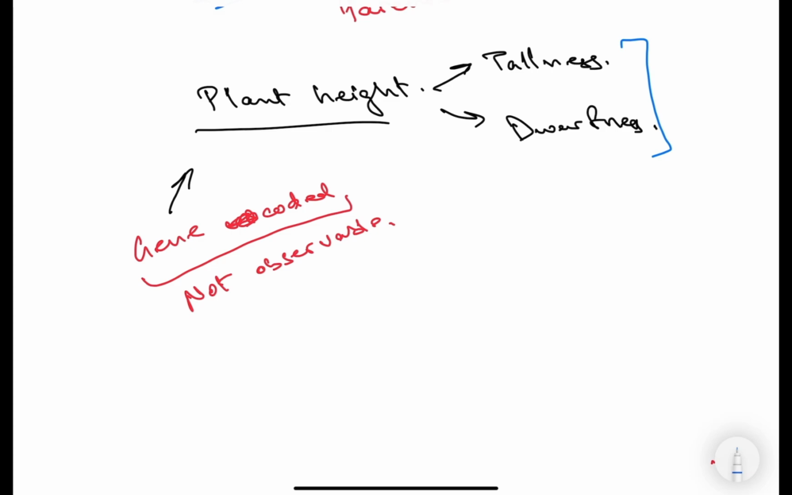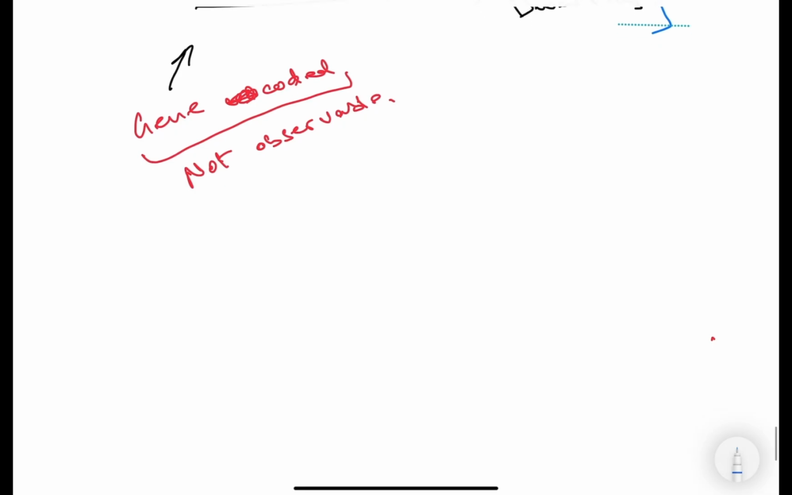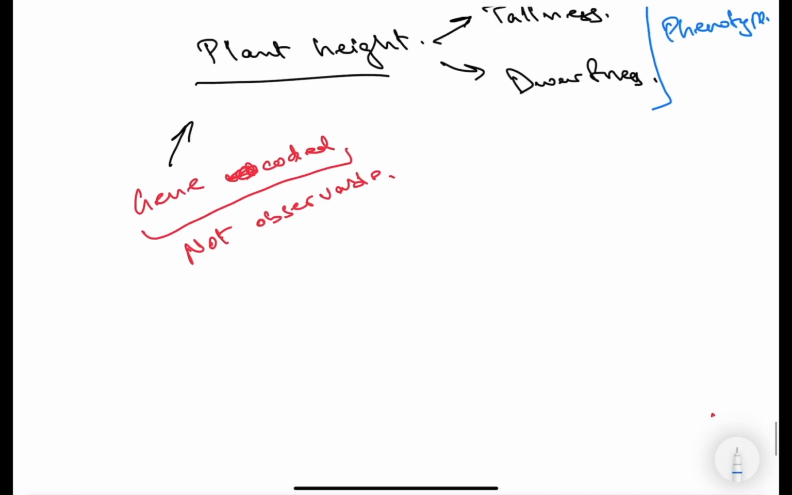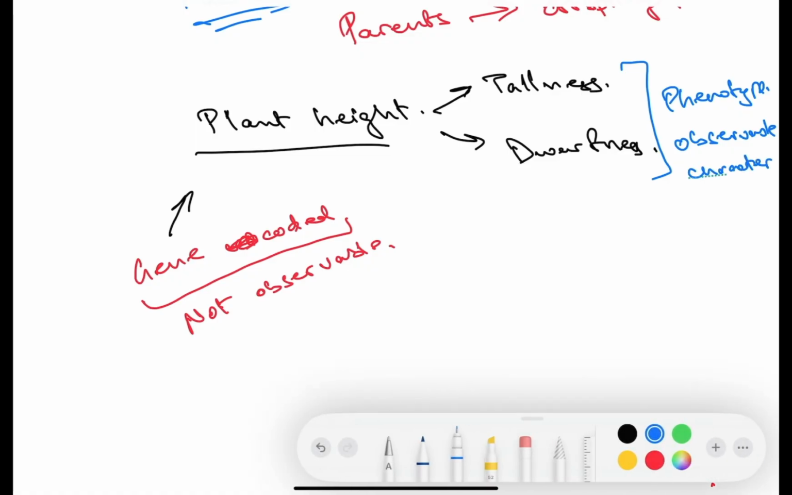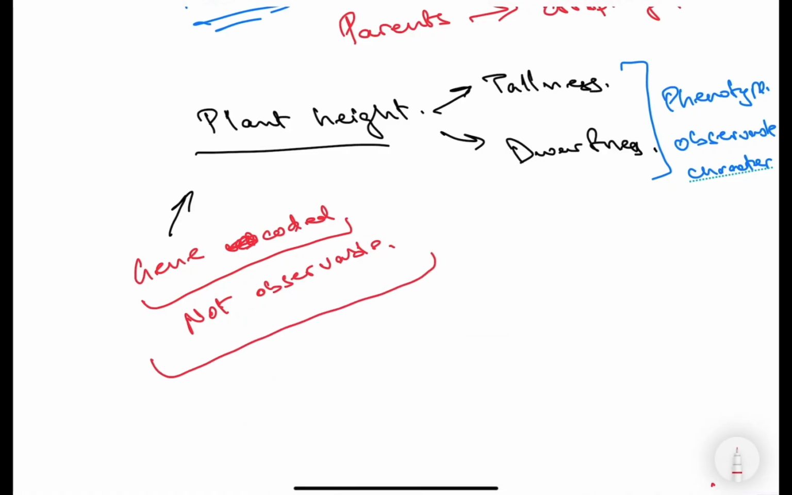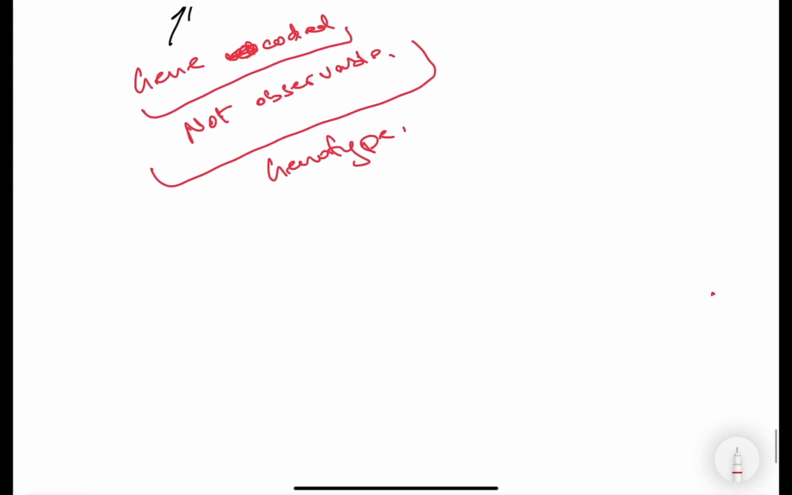Okay, so this is the phenotype, that is the observable character, and this is the genotype.